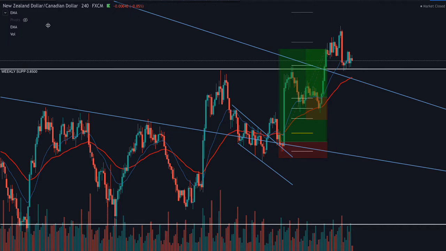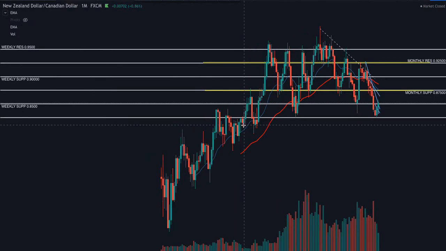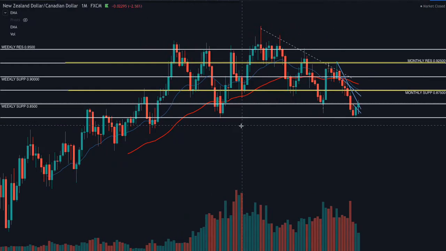A trade breakdown of Kiwi CAD. So if we start on the monthly, you can see here we've got this key area of monthly support, ranging from around this area to here. So you've got multiple touches.